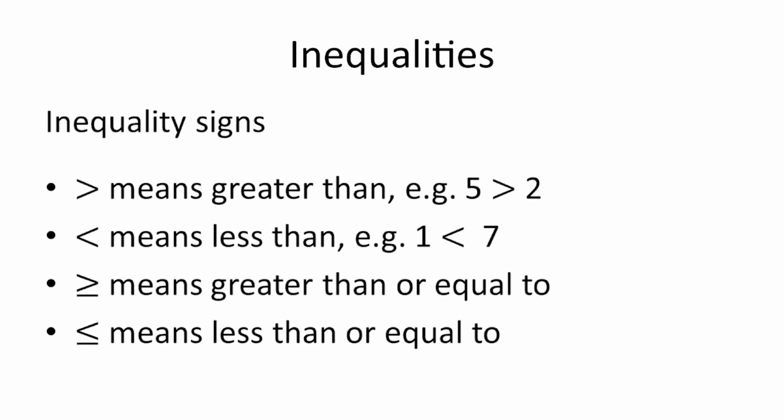The next one means greater than or equal to. Essentially, it's the greater than sign with an additional dash below that represents the equal to part. And the fourth one is less than or equal to. And you can see again, it's the same as the less than sign with that extra dash on the bottom.